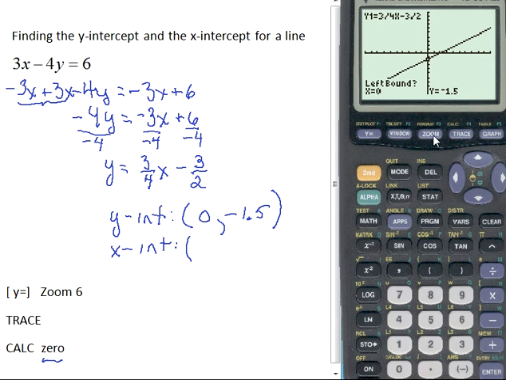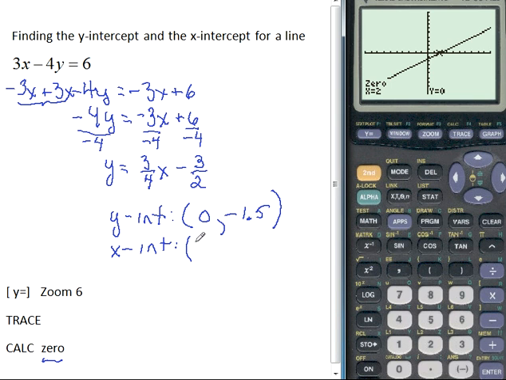And again, it asks you for a left bound, and so let's move the cursor so it is to the left of the x-intercept. The x-intercept is right around here, so let's move it just a little bit closer to it, and that's okay. It's still to the left of where it crosses the x-axis. Hit enter, and then let's get it to the right of where it crosses the x-axis, and hit enter, and then it gives a guess again, and it gives you the value. So it says that the 0 or x-intercept is 2, 0.